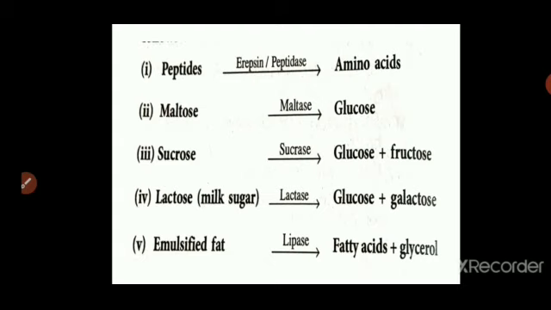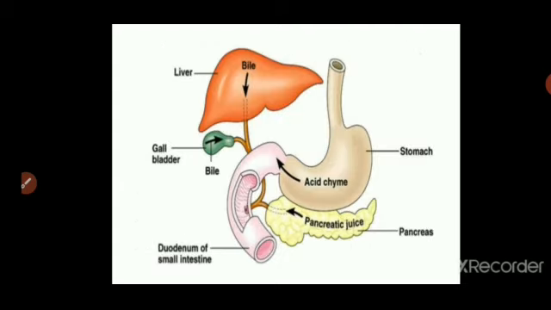Then you also have lactase. The lactase converts the milk sugar lactose into glucose and galactose. Then the next enzyme is lipase. The lipase digests the fats into fatty acids and glycerol. It does the work of emulsifying the fats, or the emulsified fats which are there, it digests completely into fatty acids and glycerol. So these are the functions of the digestive enzymes which are present in the intestine.